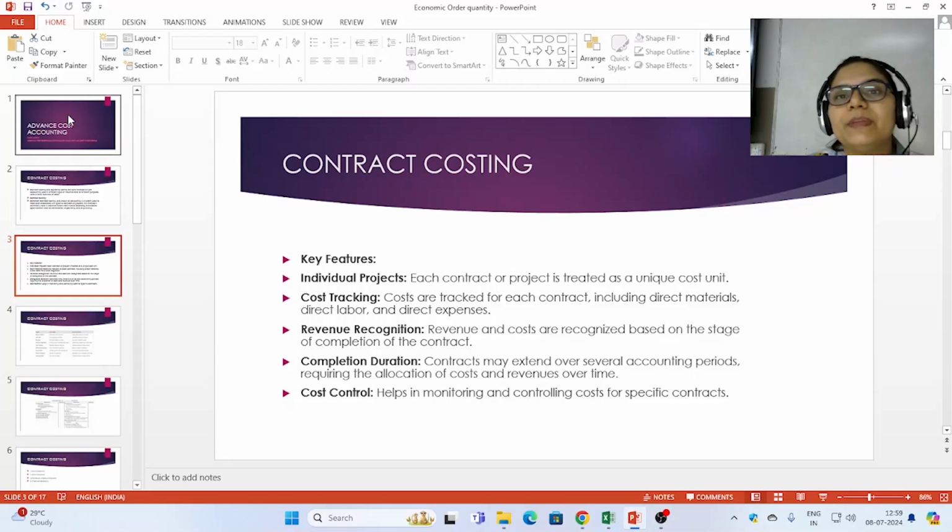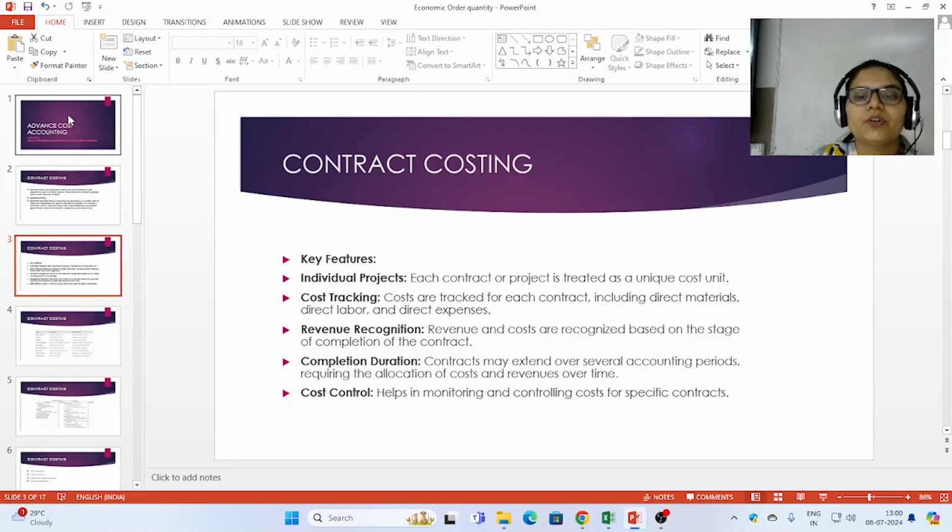We know there are three elements involved in any kind of cost: material, labor, and expenses, and costs are tracked for each of them when we are preparing the contract costing. Revenue recognition: revenue and cost are recognized based on the stage of completion of the contract. Each contract is supposed to generate certain revenue, and this revenue has to be analyzed in relation to cost at each and every stage of the completion of the contract.